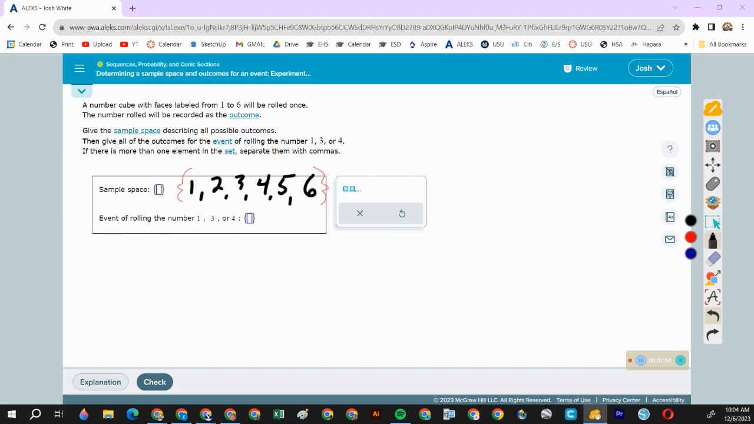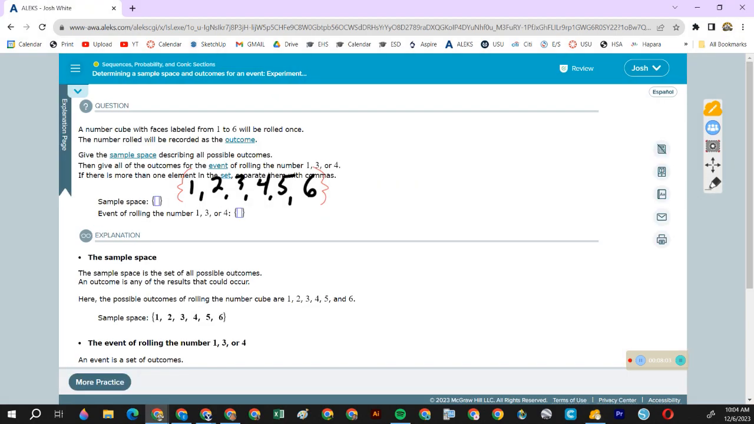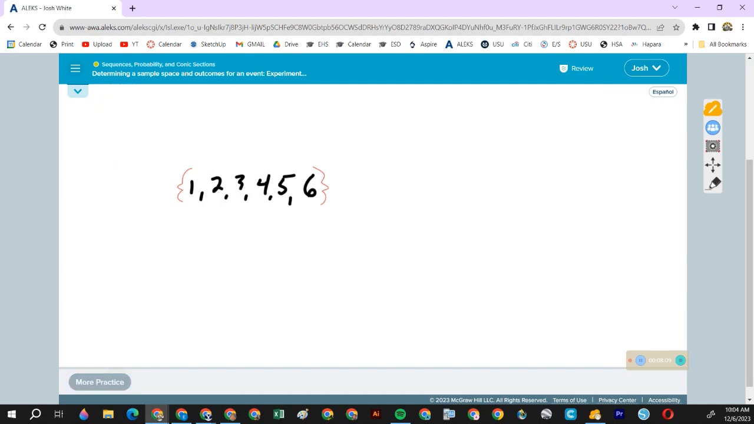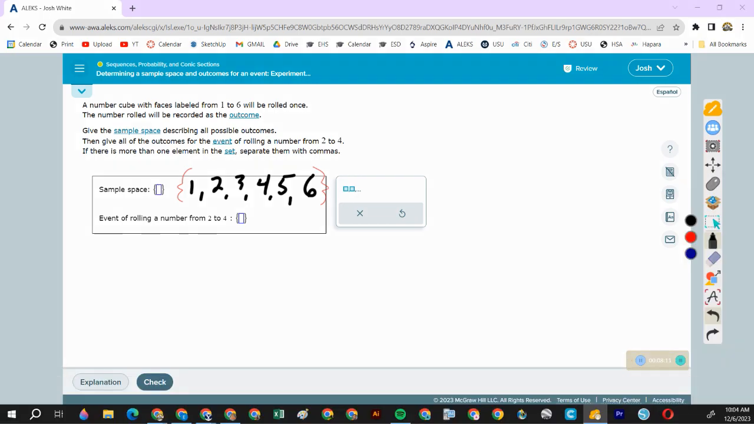Really? It just wants us to write 1, 3, or 4? I think that's all it's saying. Let me double check. That seems dumb. Okay. It just wants you to do 1, 3, or 4. See if this one's any different.